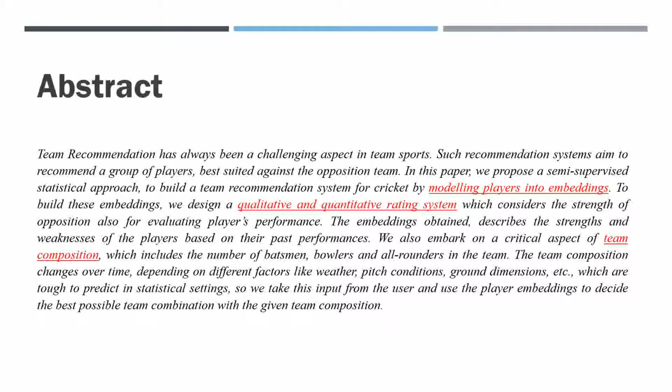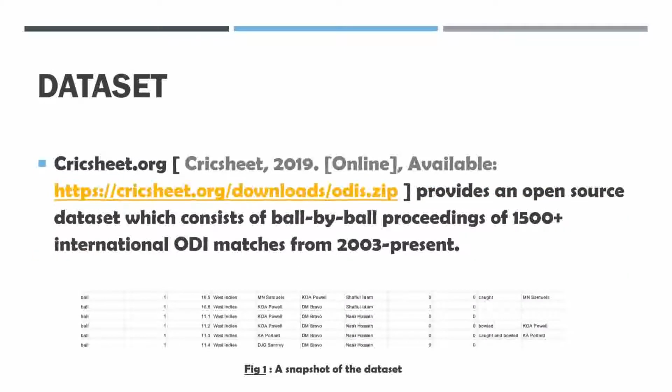A critical aspect of team composition, which includes the number of batsmen, bowlers, and all-rounders in the team, was also considered. The team composition usually changes over time depending on different factors like weather, pitch conditions, ground dimensions, etc., which are tough to predict in statistical settings. So we take this input from the user or coach and use the player embeddings to decide the best possible team combination with the given team composition.